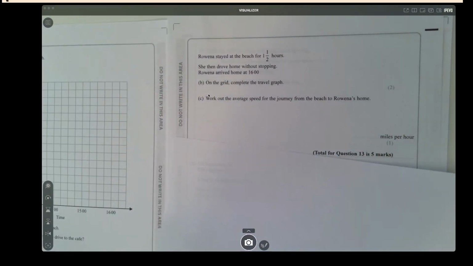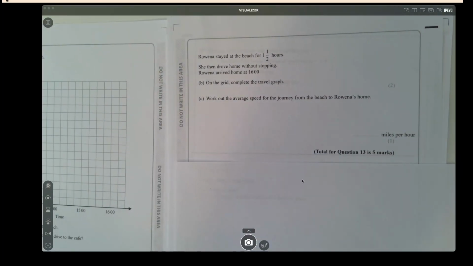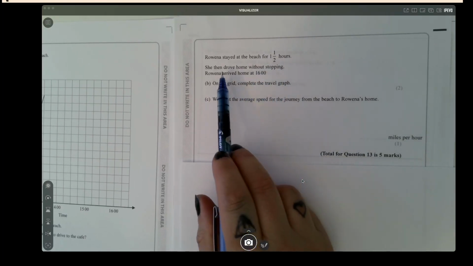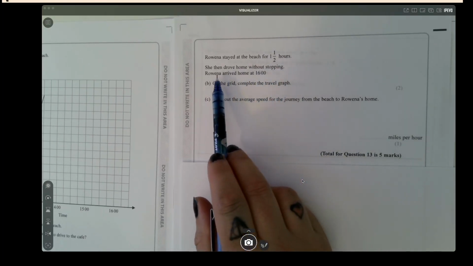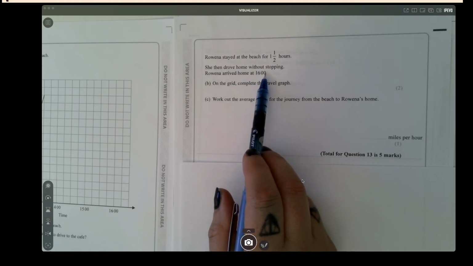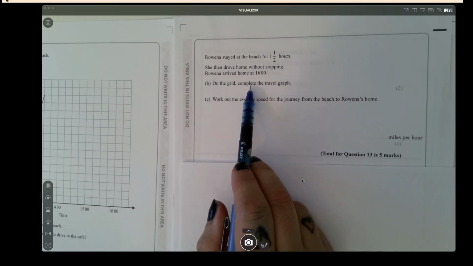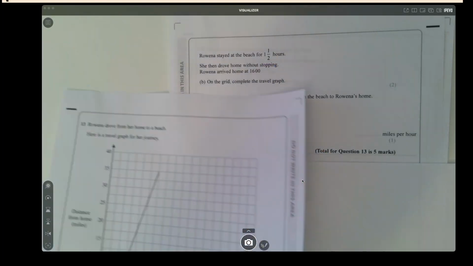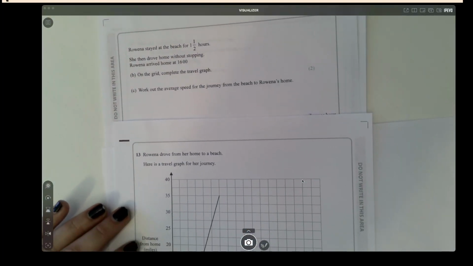Okay, part B and C then. So Rowena stayed at the beach for 1.5 hours. She then drove home without stopping and arrived home at 1600 hours. Part B, on the grid, complete the travel graph. So she stayed at the beach for an hour and a half. So let's pop this down here.